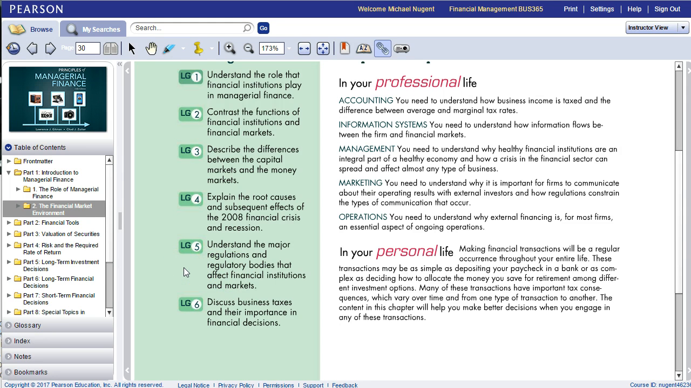And also in Chapter 2, we talked about the regulatory bodies that manage and monitor the financial markets and institutions. And lastly, we discussed business taxes and their importance in financial decisions. And we showed how to calculate business taxes for corporations at various levels of income.